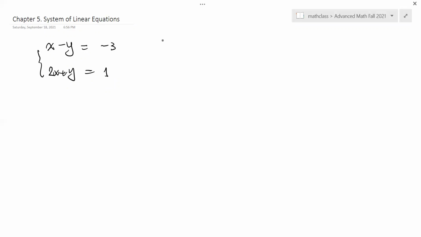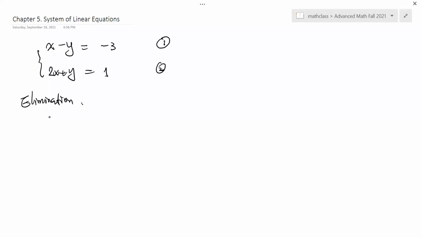To solve these two equations, I am going to label them equation 1 and equation 2. The method I'm going to use is called the elimination method. How to eliminate? We're trying to eliminate one variable. Then you get an equation in one variable, and you can always solve that equation for the remaining variable. Once you get either x or y, you can determine the other variable.